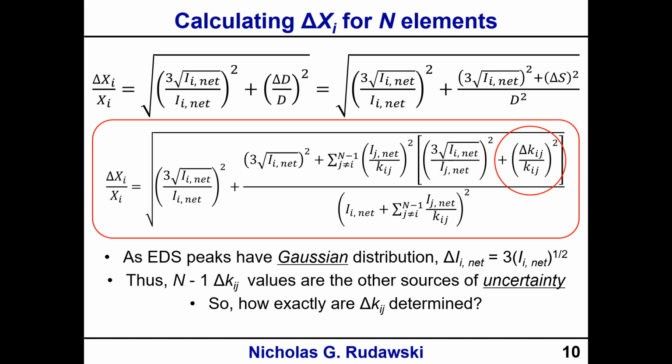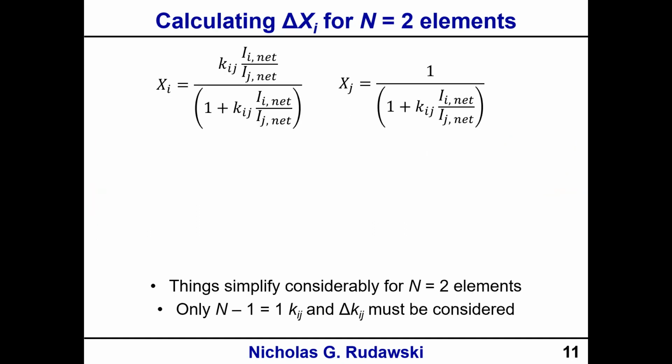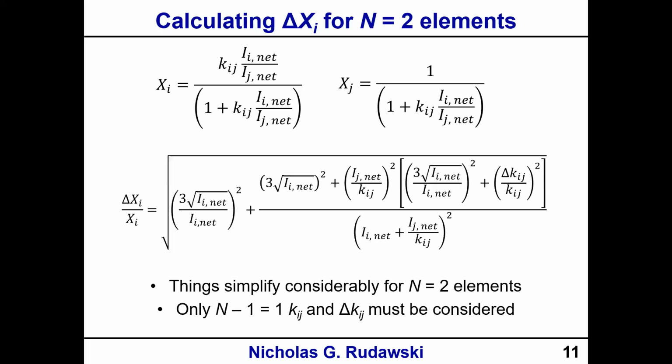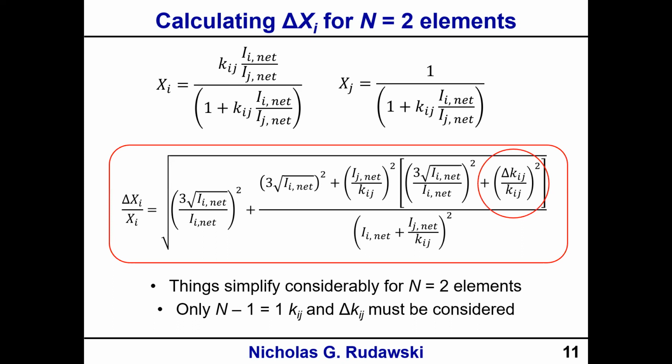So now the question is, how do we determine delta Kij? If we simplify this for just 2 elements, this is pretty easy. You get the expression for element I, the expression for element J, and then this is the equation that you get for the relative error for element I. This is very simple because we have only 2 elements, and that's the component right there. So we only have 1 delta K term that we have to worry about. So we have to determine Kij and delta Kij.